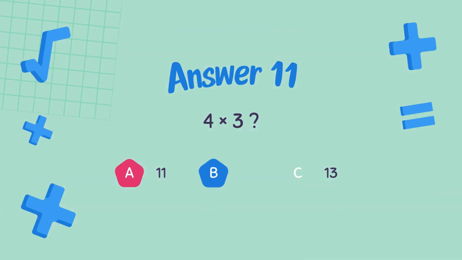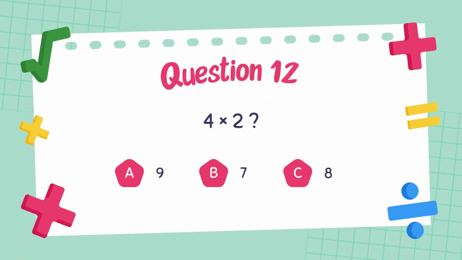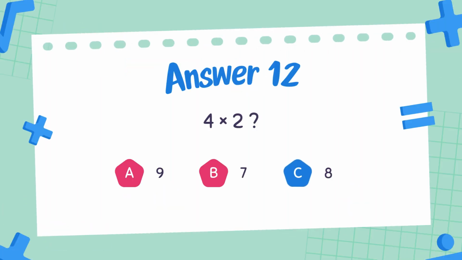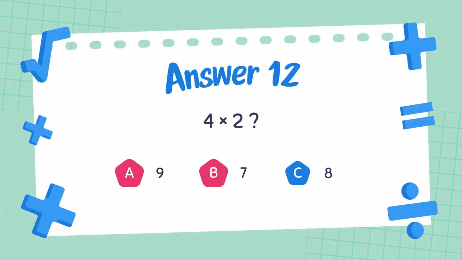Well done. Question 12. What is 4 times 2? Is it A, 9, B, 7, or C, 8? The answer is C, 8.